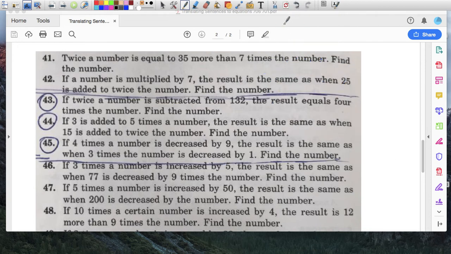44. If 3, you know what, now if 3 is added to 5 times the number, that's what it should look like, the result is going to equal 15, the result is the same when 15 is added to twice the number. So as you can tell, these become equations with variables on both sides, right? So again, I have to get rid of one of them, pick whichever one you want. I'm going to pick to get rid of the 2n, so minus 2n on this side and minus 2n on this side.